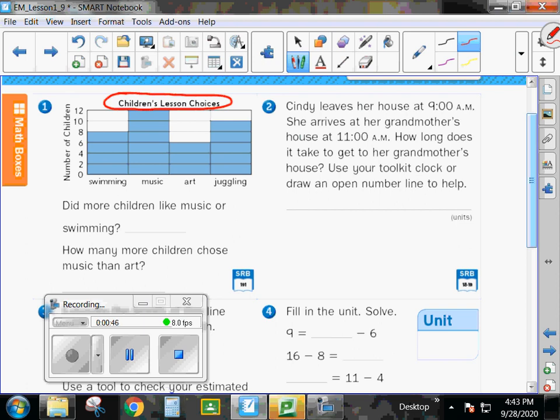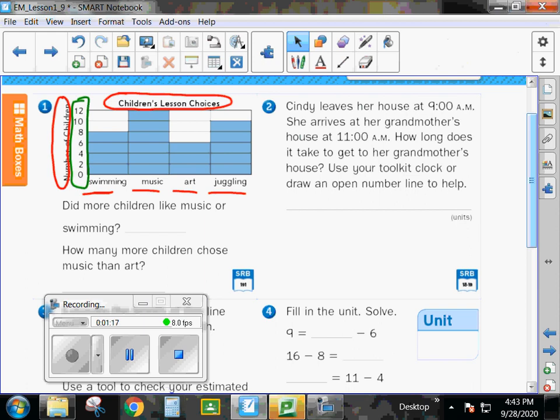If you're like, well, what do they mean, children's lesson choices? Look down here. Remember, we talked about all these words down here at the bottom. These are going to be what this bar graph is about. So the lesson choices are swimming, music, art, and juggling. And then look over here. Over here is our number of children. So remember, look at that scale. We talked the other day when we were working on bar graphs about the scale. Let's look and see what that scale is counting by.